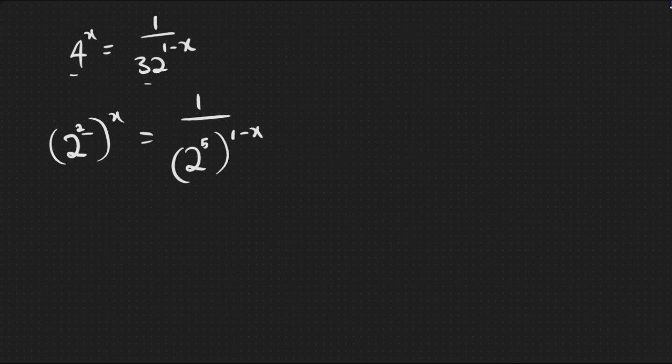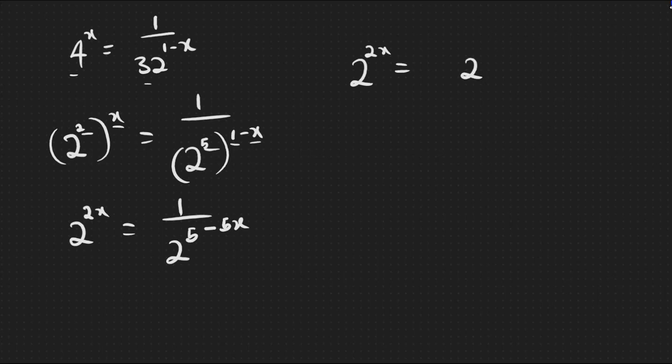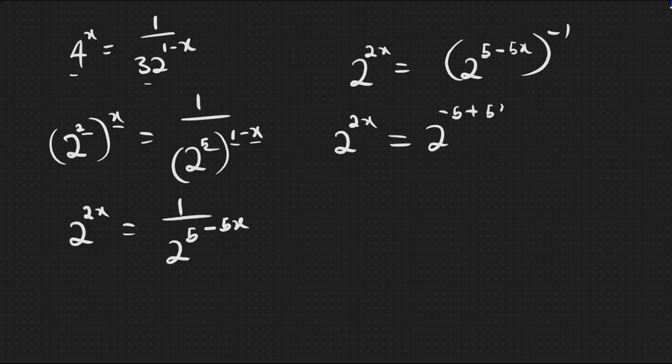So if you multiply this by this, we'll have what? 2 raised to power 2x equals to 1 all over 2 raised to power 5 times 1 is 5, 5 times x is minus 5x. So in this case, converting this one here, we have 2 raised to power 2x is equal to 2 raised to power 5 minus 5x to the power of minus 1, right? So now this one is going to be 2 raised to power 2x equals to 5 times minus 1 is minus 5, minus 5 times minus 1 is going to be plus 5x, right?